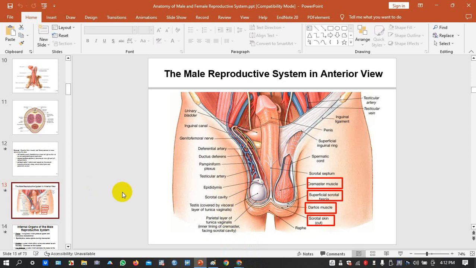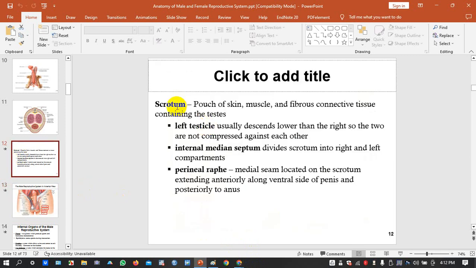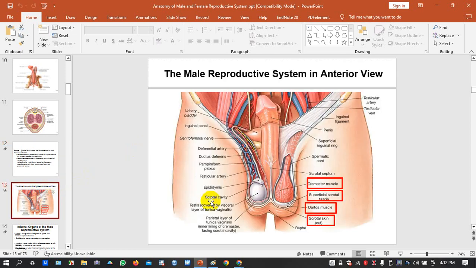Okay, so let's proceed. The scrotum is a pouch of skin, muscle, and fibrous connective tissue containing the testis. The left testicle usually descends lower than the right, so the two are not compressed against each other. What this means is that when you look at your scrotum, you see that the left side is always lower than the right side.